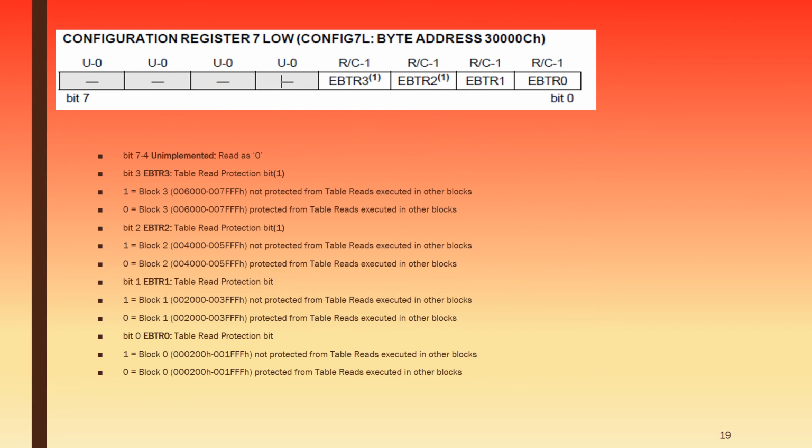Now the configuration register 7L, that is low, address is 30000CH. So again 7 to 4 not implemented. EBTR3 to EBTR0. EBTR3 corresponds to table read protection. Addresses are 00600 to 007FFF. Then EBTR2 portion, that block is starting with 4000 to 005FFFH. So same policy, if the bit is set then block is not protected. If bit is not set, that is if bit is kept 0, then only respective block is protected.